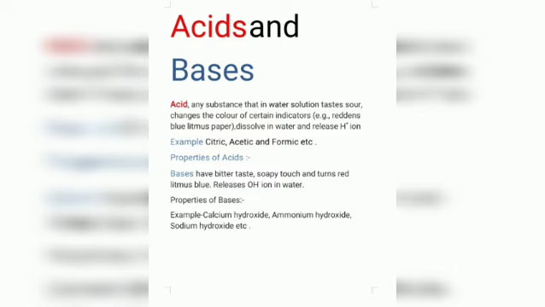Acids that are obtained from living sources are called organic acids. For example, acetic acid, citric acid, malic acid, etc. Now let's talk about properties of acids. There are several properties of acids. First of all, acids are conductors of electricity. Acids evolve hydrogen with active metals. Acids react with metal carbonates and bicarbonates and give carbon dioxide gas.